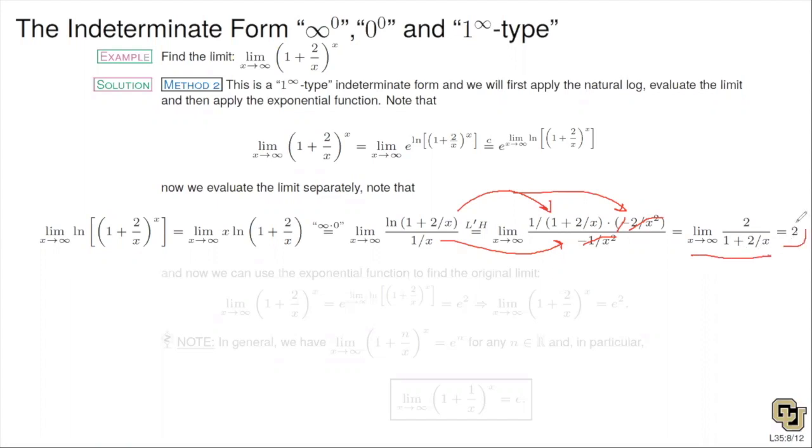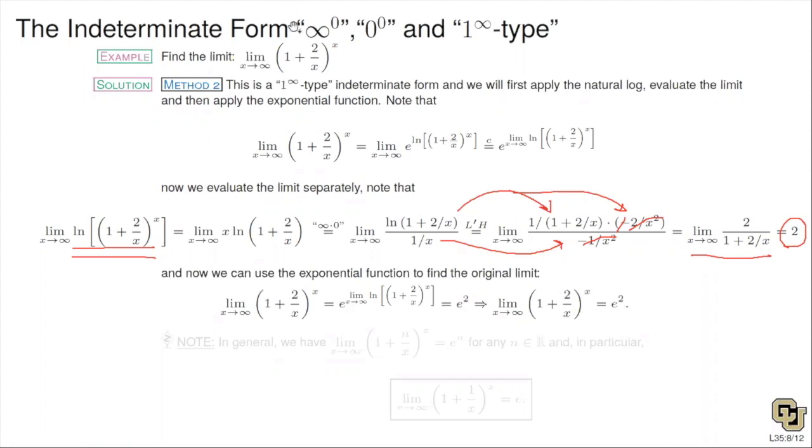The limit's 2. So this is where it's easy to make a mistake. We're not done. We found the ln of the actual limit we're looking for. So now I need to exponentiate. I need to raise everything to e. So here I'm going to raise everything to e and then get my final answer.